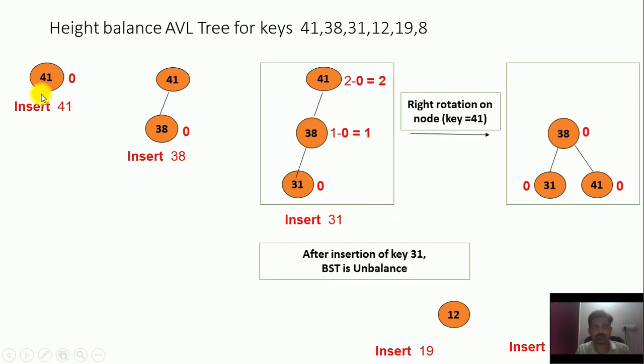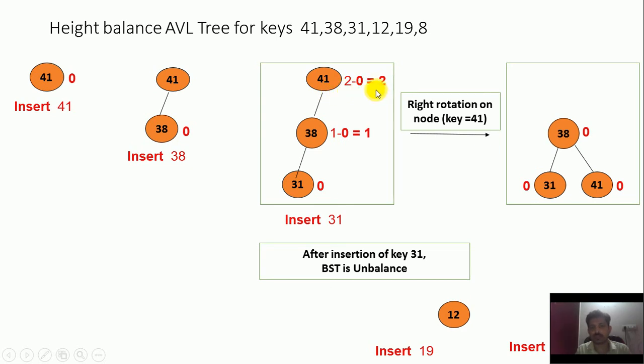So we are starting. This is the root 41. 41 is the root node, and we have computed the balance factor here, height of left subtree minus height of right subtree. So this is 0. Then we have inserted 38, which will be placed on the left side. Then we have placed 31, which will also be placed on the left side of node 38. Here we have computed the balance factor, height of left subtree minus height of right subtree. So for node 41 we have obtained the balance factor of positive 2.